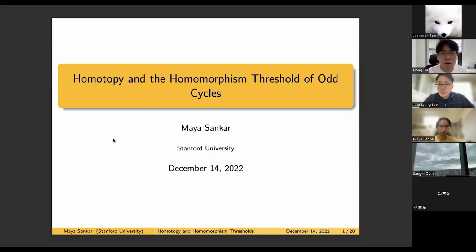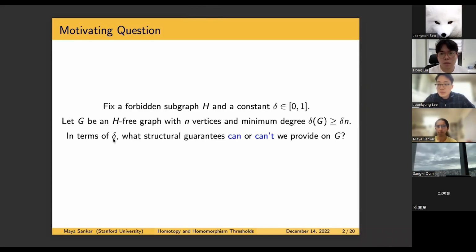So I guess the question I want to talk about today is the following. Fix a forbidden subgraph H and a minimum degree constant delta. And we're interested in graphs with minimum degree fraction delta that are H-free. And the question is, which values of delta let us prove structural properties of G, or let us not prove structural properties of G? So for which values of delta is the structure of G constrained?